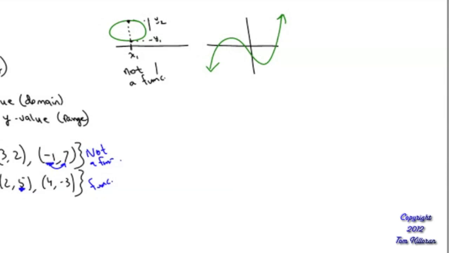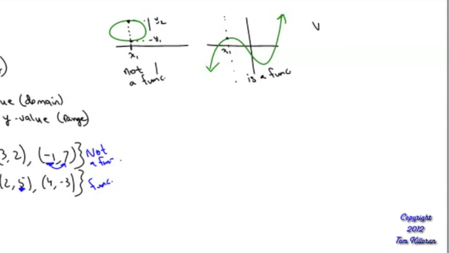Now this one over here, if I pass a vertical line through this x1, it only hits the graph once. And if I move that vertical line through this function left to right, it never hits the graph more than once. So where this one's not a function, this one is a function.